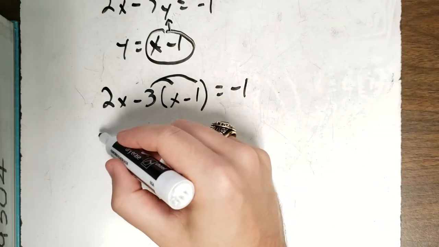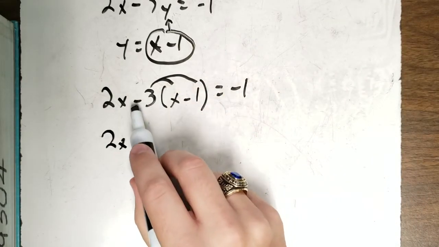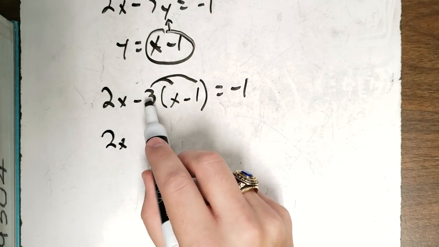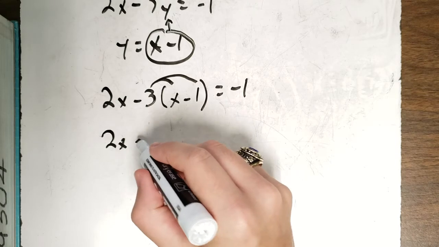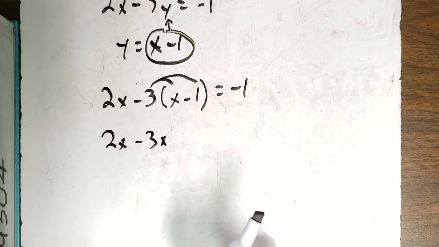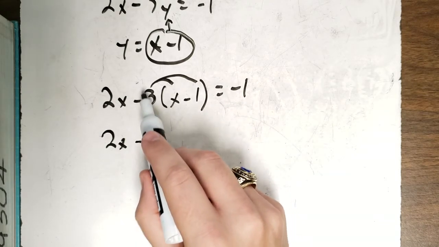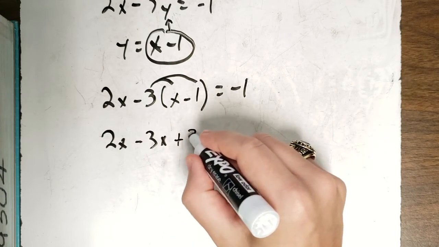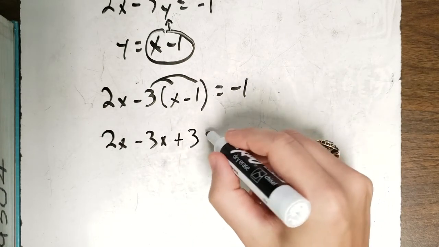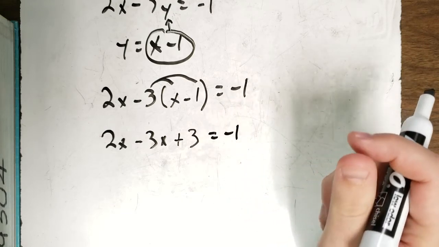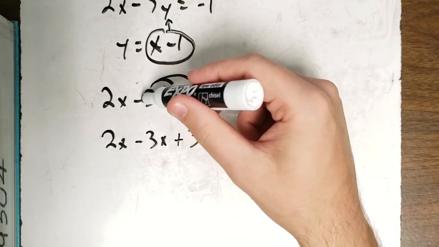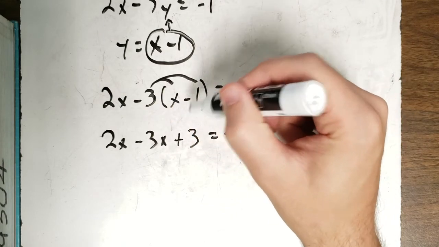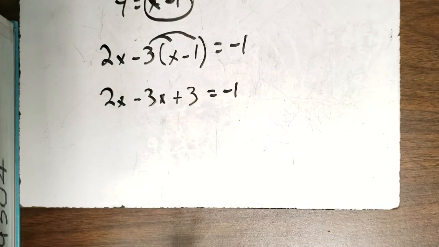So our 2x out here, we can bring this down. Now look, we have a minus in front of the 3, so this makes it a negative 3. So negative 3 times x gives us negative 3x. And then negative 3 times negative 1 gives us a positive 3. And then we can bring down that negative 1. So all I did was distribute. Negative 3 times x, negative 3x. Negative 3 times negative 1, positive 3.